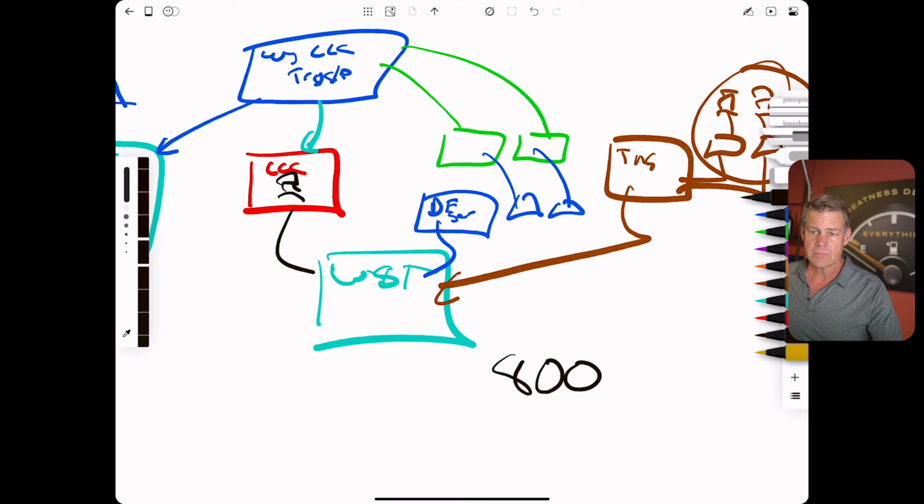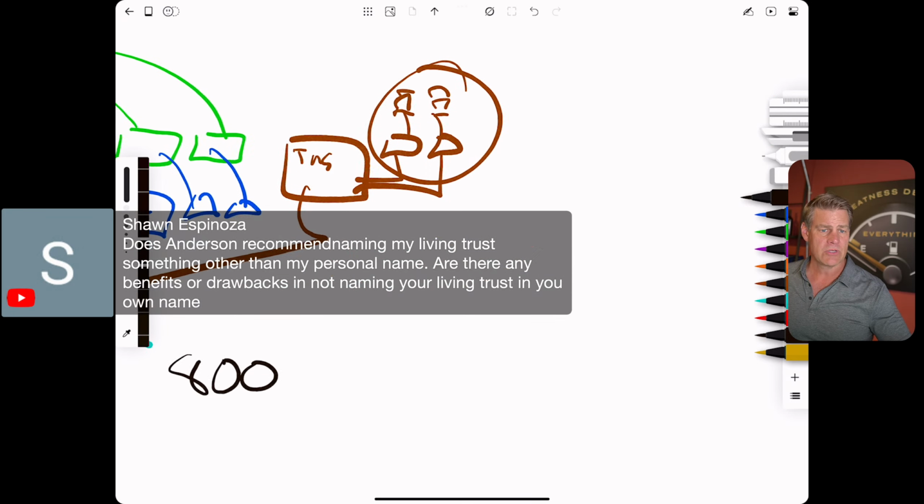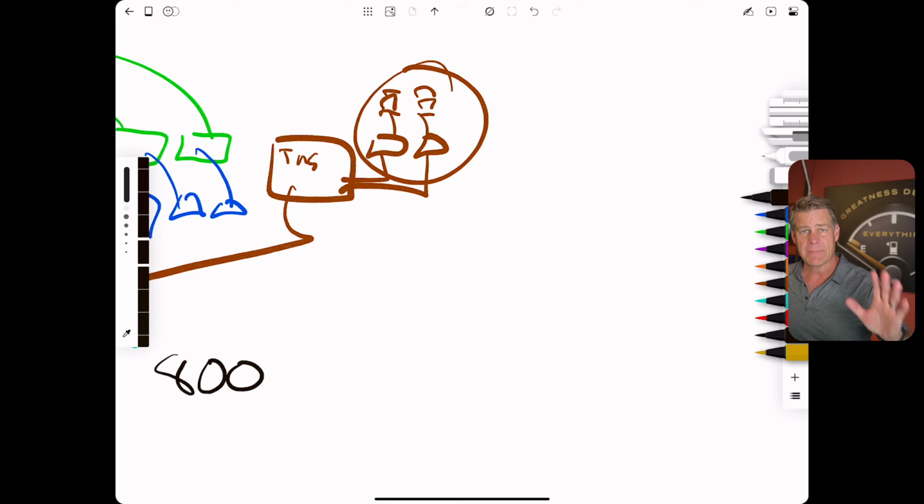You got a follow-up question here. Does Anderson recommend my living trust be something other than my personal name? Now, for your living trust, I would use your personal name because you're going to be opening up bank accounts in the name of it. It just tends to be simpler to do it that way.